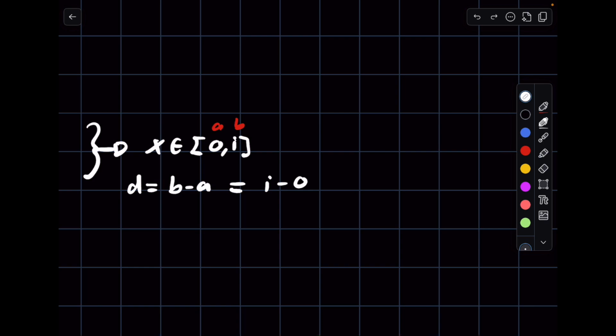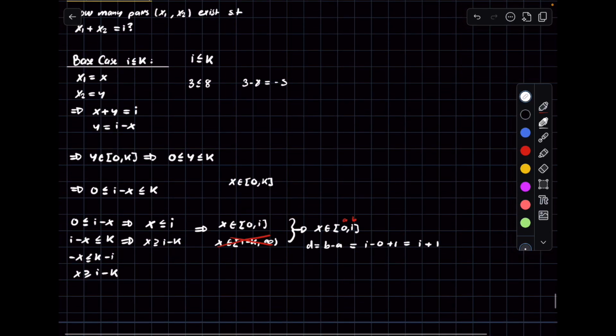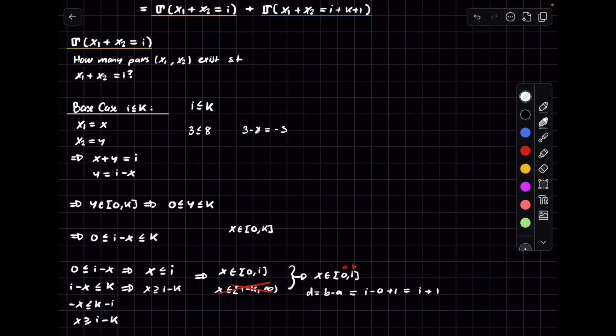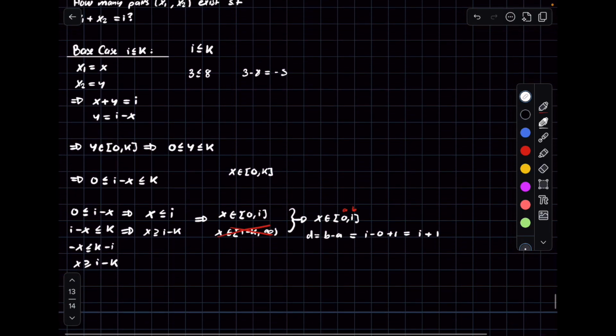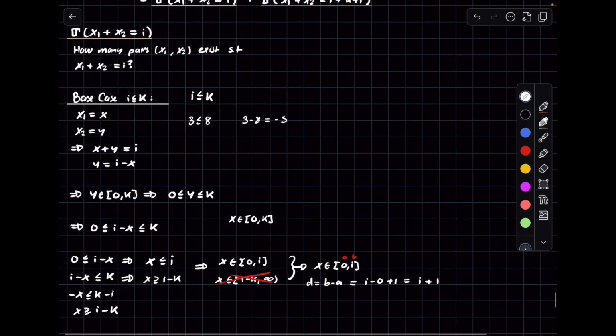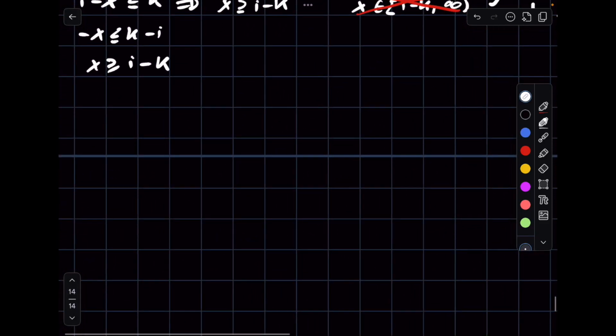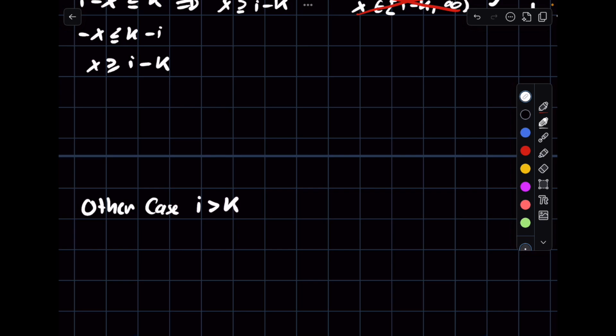But if we want to check how many values we have between 0 and I, we have to include 1, right? So at the end, we will have I plus 1. So that's pretty much what we wanted. And we can follow up to the next case. The next case is going to be whenever we have I greater than k. So, the other case, I greater than k.